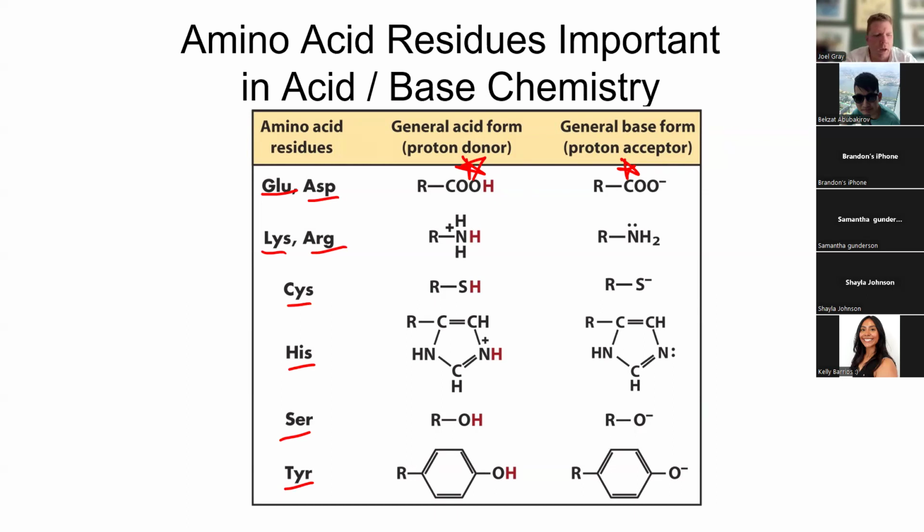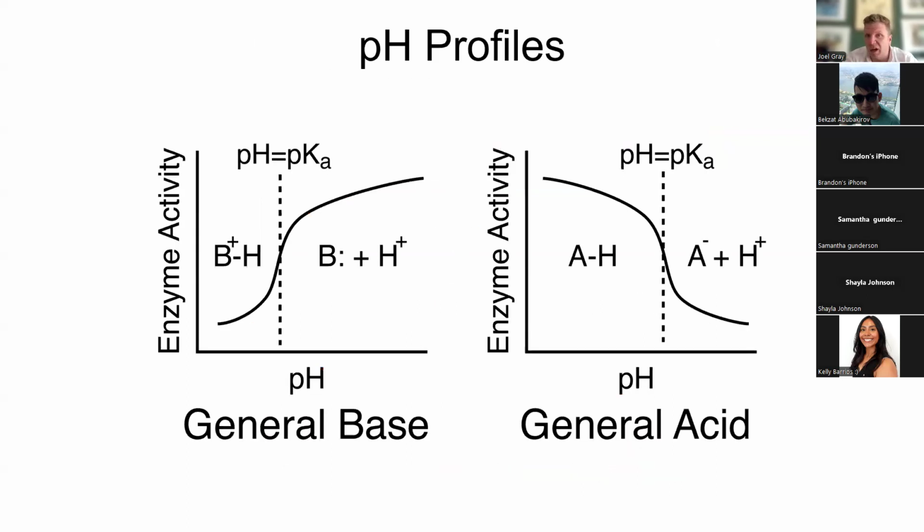Yes or no? Okay, now we're going to move on to talk about pH profiles. Because if you can imagine, one of the things that's particularly unique about histidine is that it has a pKa of approximately 6.1. It's going to vary a little bit.